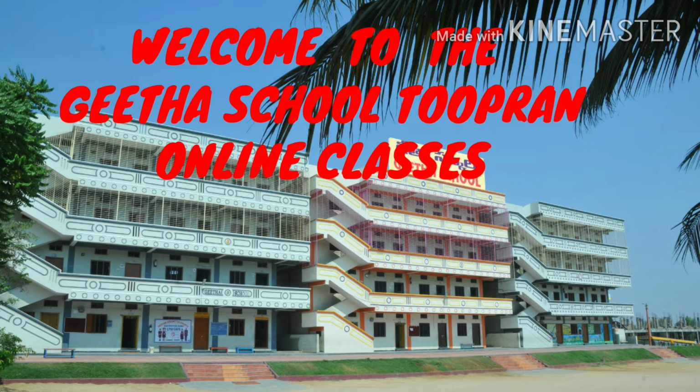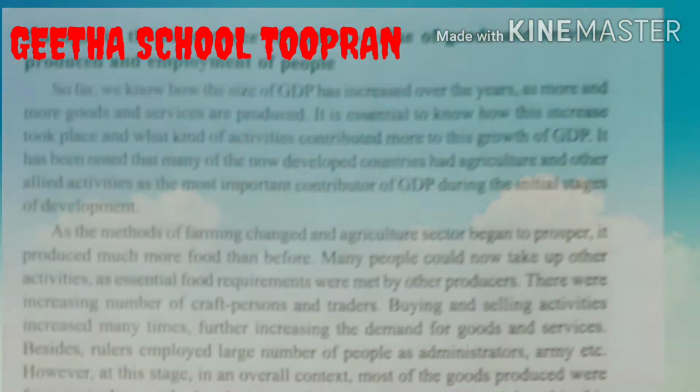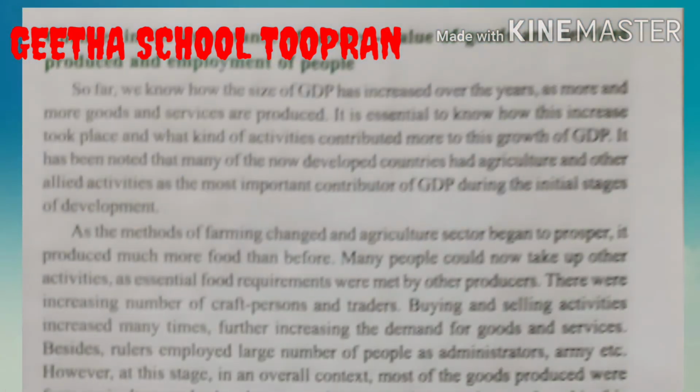In the previous video we discussed GDP and learned how GDP can be estimated according to the value added system. Now we are going to the next topic, that is changes in the important sectors, value of goods and services produced, and employment of people. This is the concept we are studying now.